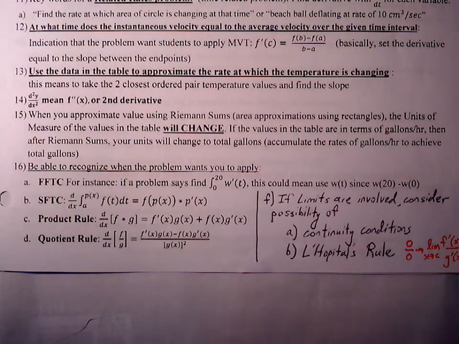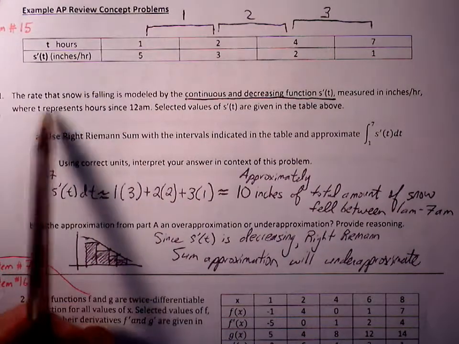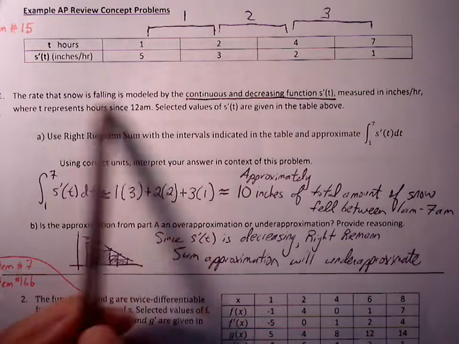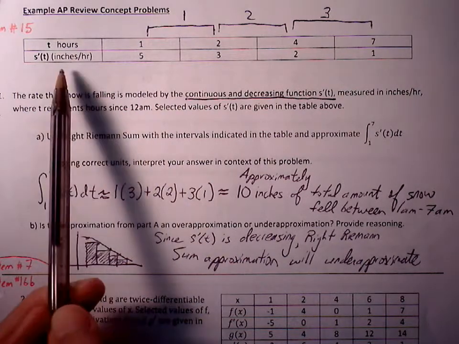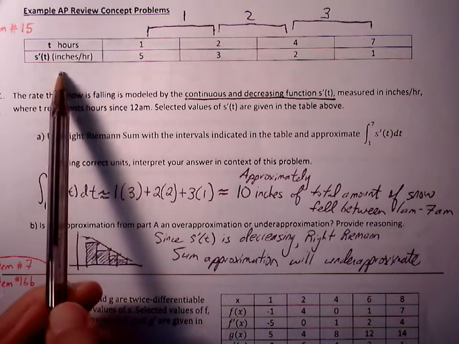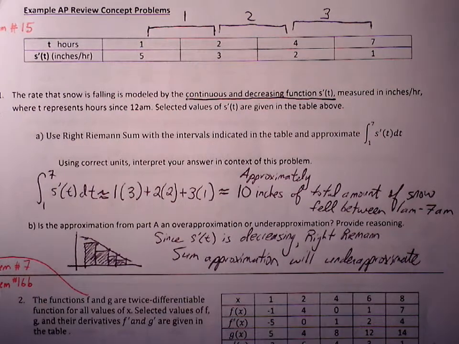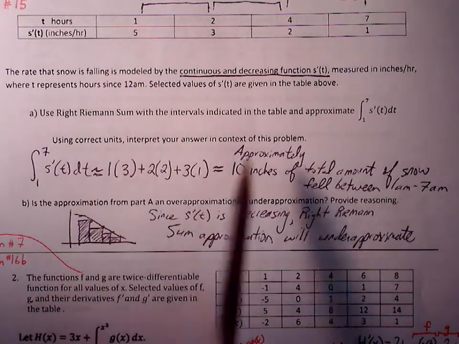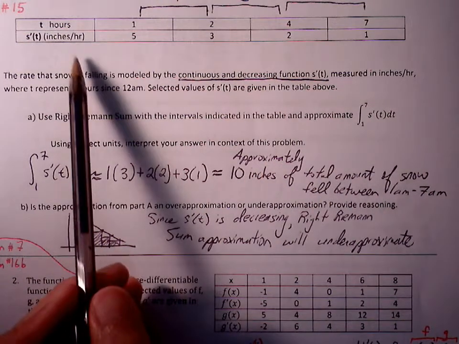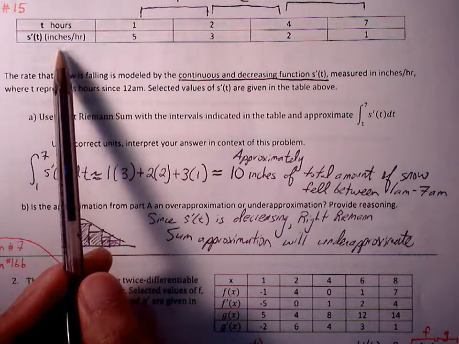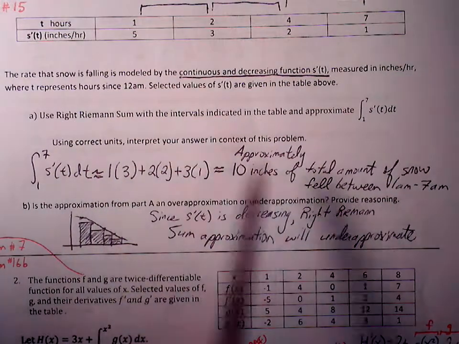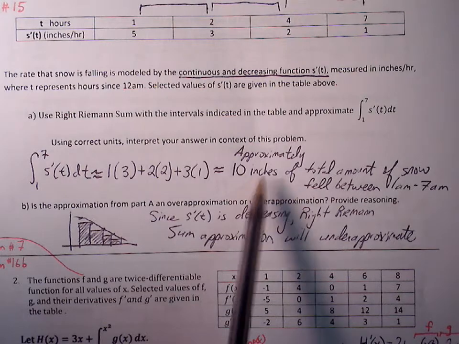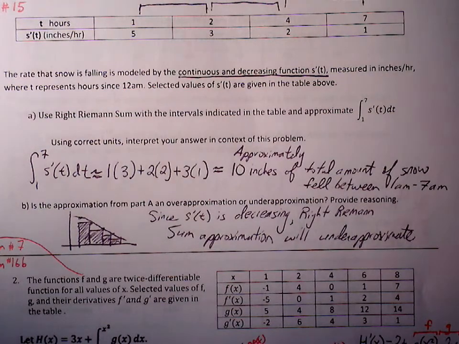An example of this could be a word problem, for instance, this one here. If we have ordered pairs in terms of hours and inches per hour, and this represents the rate at which snow is falling, then if you accumulate the rates over the period of time, the units are no longer going to be inches per hour. Once we accumulate these rates over that time period, it's now going to represent the total inches of snow that falls in that time interval.